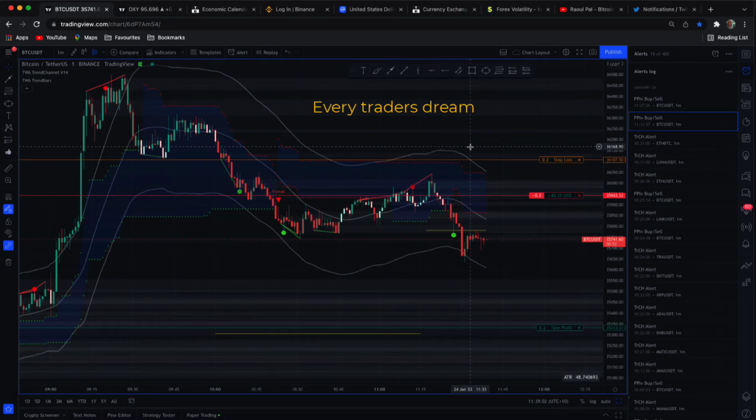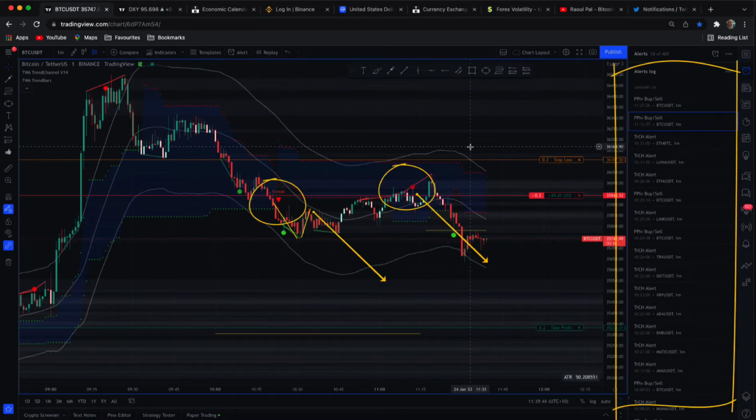Every trader's dream is to have quality trade signals. I'm going to show you what I consider to be the best crypto signals available. And I say that with full confidence. It just does not get any better than this, in my opinion.